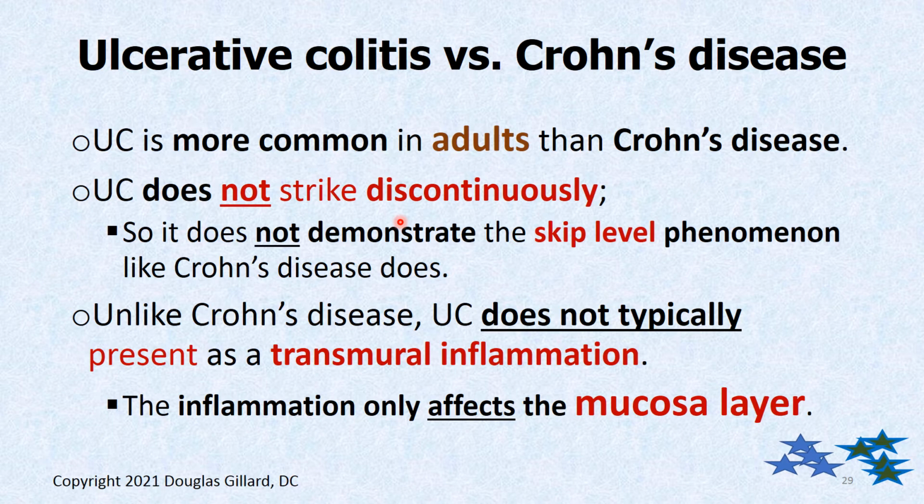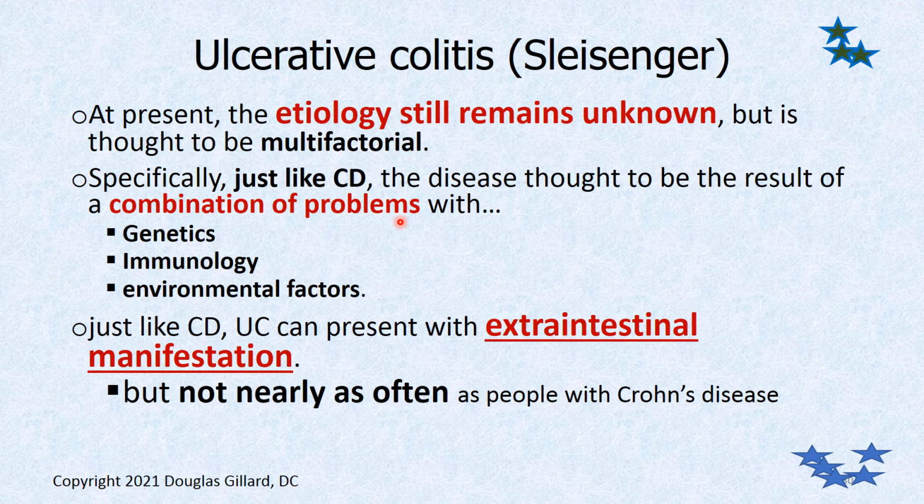Unlike Crohn's disease, ulcerative colitis does not typically present as a transmural inflammation, so the entire wall is not affected. Just the mucosal layer is usually affected. I should say too, I could have added that ulcerative colitis bleeds a lot more than Crohn's disease, so hematochezia is much more common in ulcerative colitis compared to Crohn's disease.